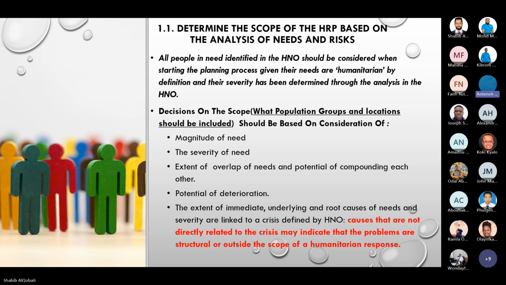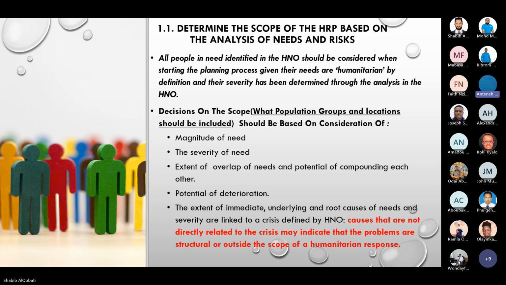So at this stage, we look at the various aspects of need to decide who should actually be included in the response. Yes, there is a clear acknowledgement that everyone identified as people in need is considered for response, but because of resource and capacity constraints, it's very difficult to provide assistance to everyone included in the need analysis stage.